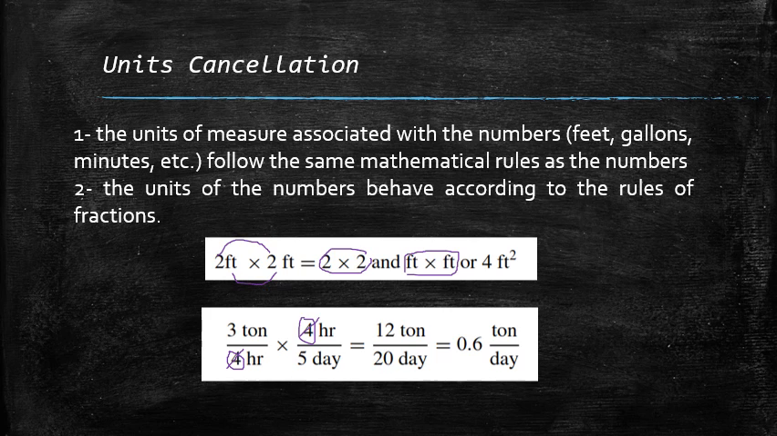The units here, hour and hour, behave according to the rules of fraction, so they also can be cancelled. We can cancel hour over hour. Then 3 over 5 ton per day. 3 over 5, 6 over 10, 0.6 ton per day.